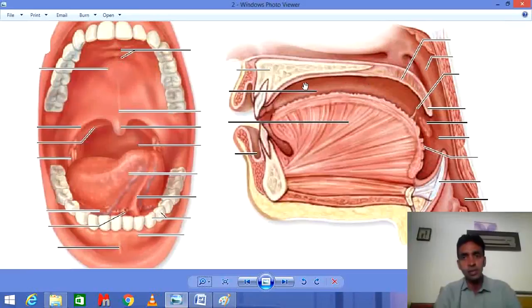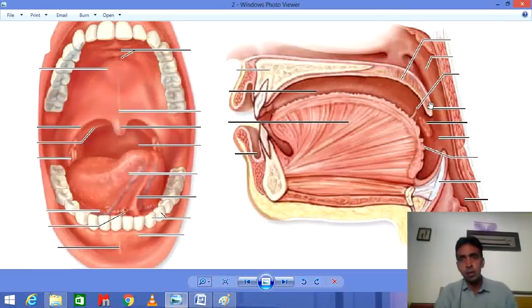The roof of the oral cavity is composed of the hard palate and soft palate. Behind the soft palate, there is the nasopharynx, and behind the hard palate, there is the nasal cavity. So this is the hard palate, and this area is the soft palate.